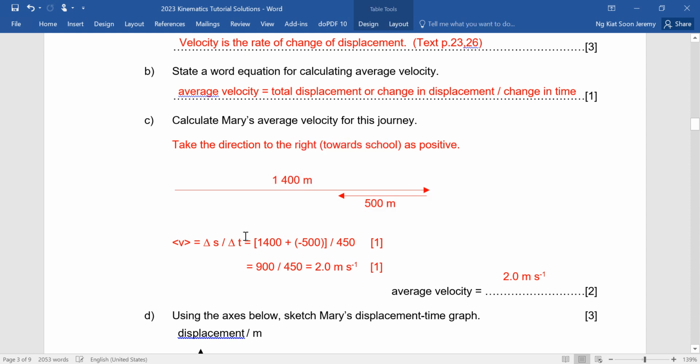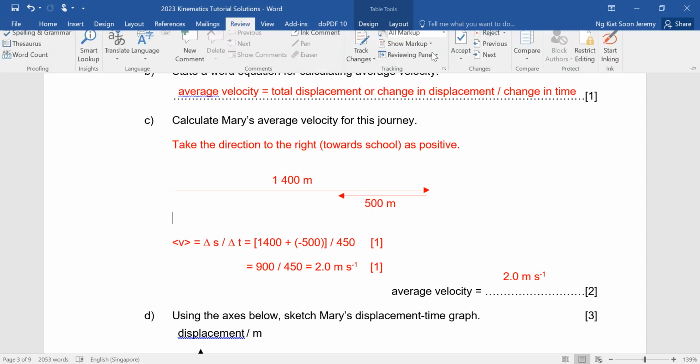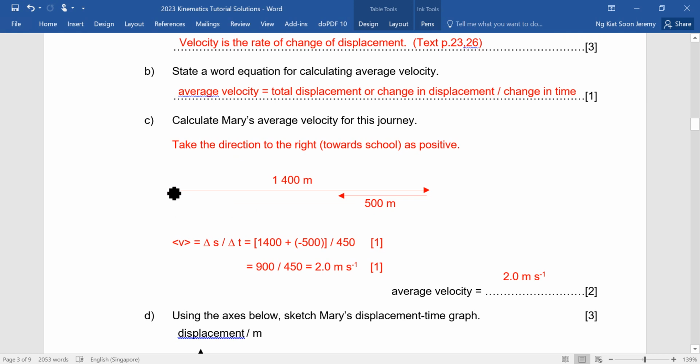So how to find average velocity? You will find the change in displacement over change in time, which in this case is taken from here to here. This displacement is always the shortest distance from the reference position, which is normally the starting point, to the end point. So displacement is this one. Please note that displacement in this case is positive, because it's in the same direction as my convention.